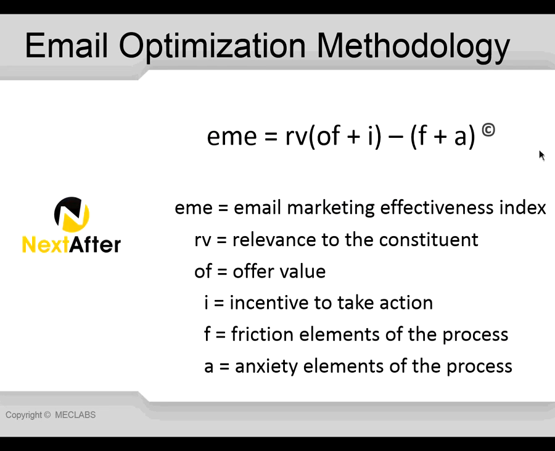This is another tool, a heuristic formula that has been developed by MEC Labs and has been tested in the lab, and we've been testing it for the past 5 years with some of the nonprofit organizations that we serve. And very simply, this formula is designed to help us focus our thinking on the right elements to test in our email marketing. So let me translate this for you. Email marketing effectiveness equals relevance times offer plus incentive minus friction minus anxiety.